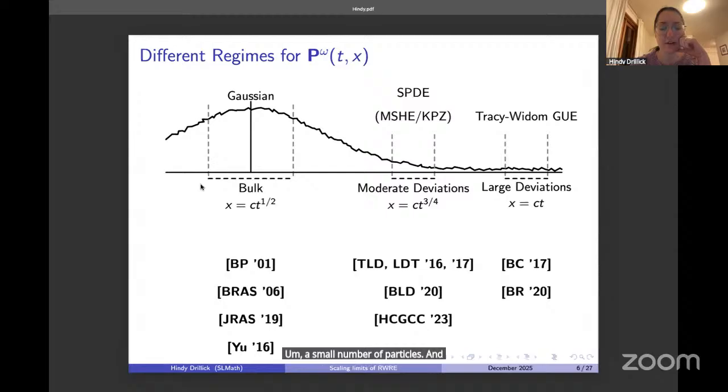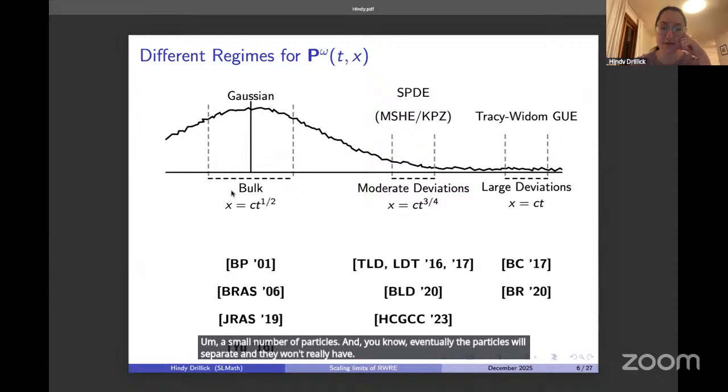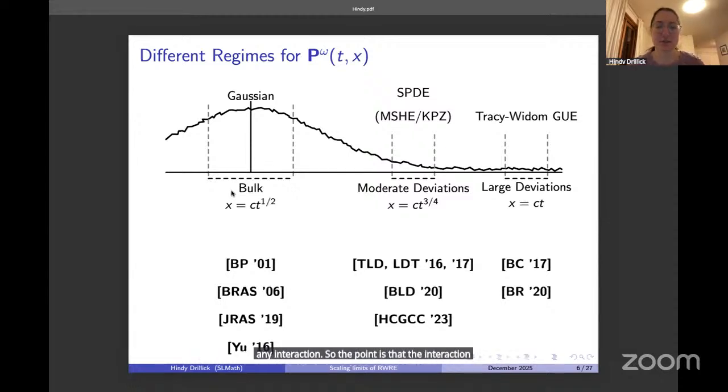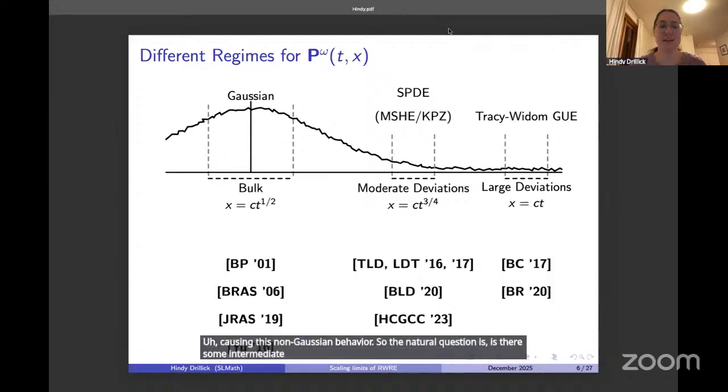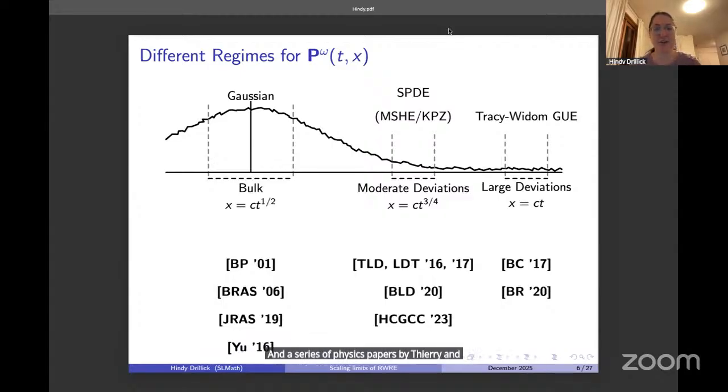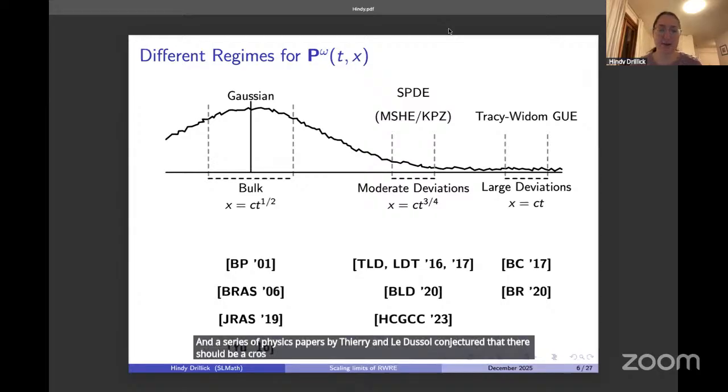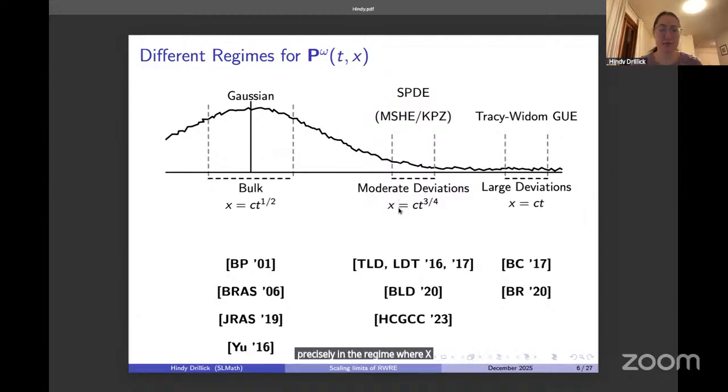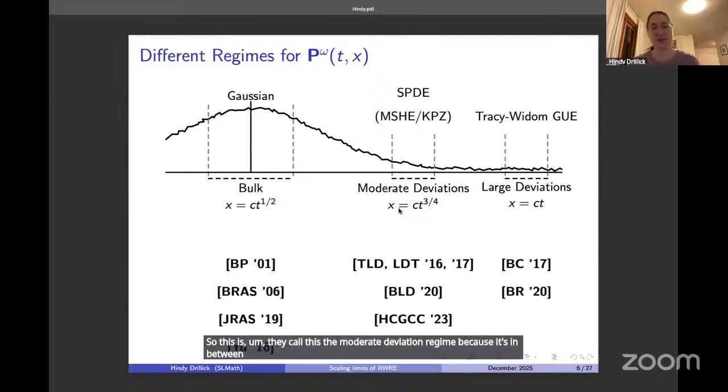And eventually the particles will separate and they won't really have any interaction. So the point is that the interaction really plays a larger role when you go further out into the tail behavior. So the natural question is, is there some intermediate scale where we see this interpolation from Gaussian to non-Gaussian behavior? And a series of physics papers by Le Doussal and others conjectured that there should be a crossover from Gaussian to non-Gaussian behavior precisely in the regime where x is equal to t to the 3/4. So this is because it's in between the bulk and large deviations regimes.